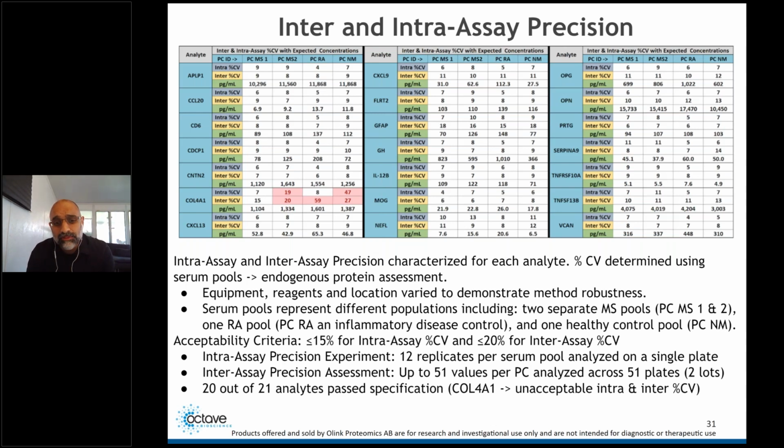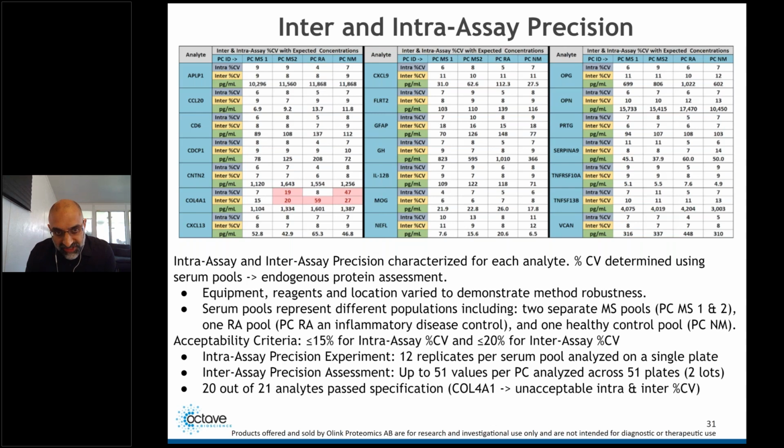In our intra-assay precision experiment, we performed 12 replicates for each of these 4 serum pools that were analyzed within a single plate. And our inter-assay precision assessment was analyzed per process control across 51 plates. And this was done across 2 different lots, so up to an N of 51. 20 out of 21 analytes passed the specifications that I just mentioned. One of the analytes, CXCL4A1, was unacceptable in terms of this specification. So intra and inter-assay % CV were higher than the specification.